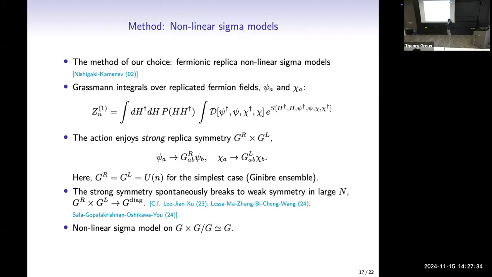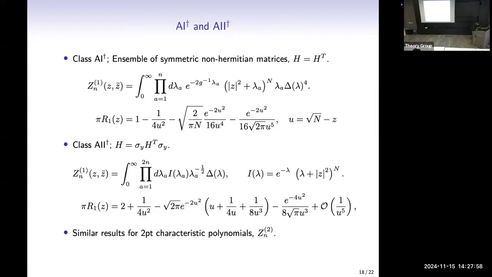And here are some details perhaps I should skip, but the symmetry breaking pattern, which describes this nonlinear sigma model field theory, takes the form of something called strong to weak symmetry breaking. So that is the technology we are using. But this is just a quick aside. In the end, we get some result for the characteristic polynomials, both for 1 point and 2 point.